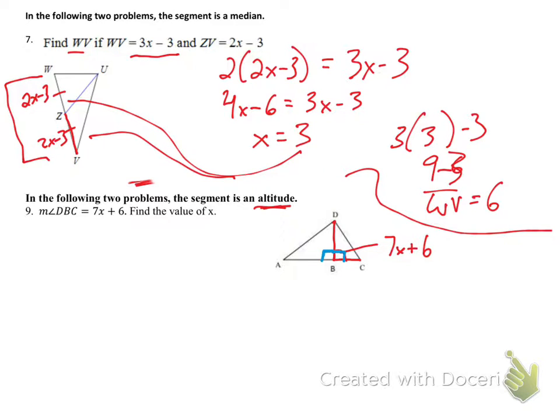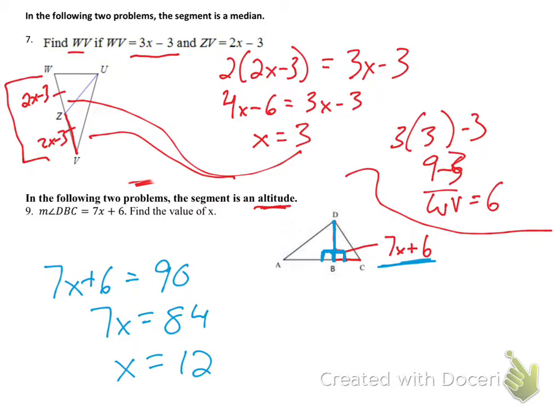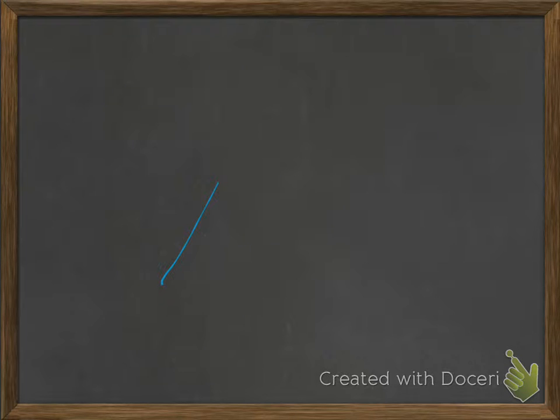So again, because this is a 90-degree angle, the line DB is an altitude, so it has to be a 90-degree angle here, which means the other side also has to be 90 degrees. I can just take 7x plus 6, set it equal to 90 degrees, so 7x is going to be equal to 84, and then I just do 84 divided by 7, and I get 12, so x is going to be 12.